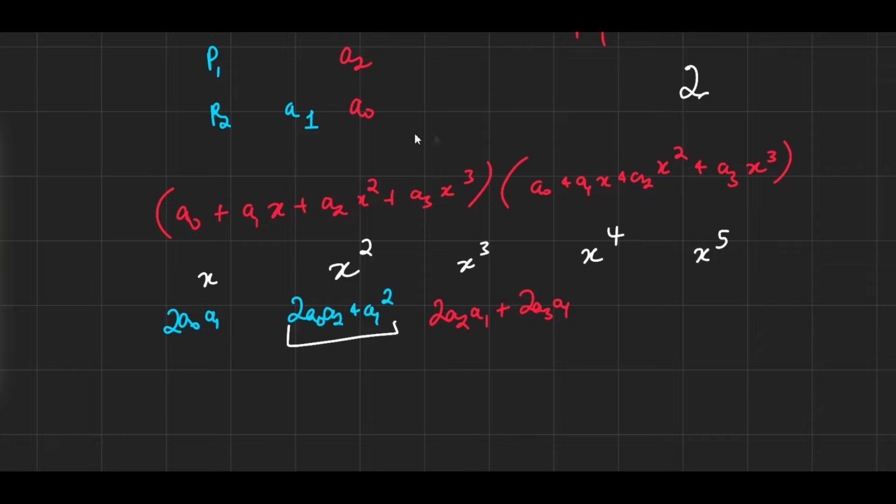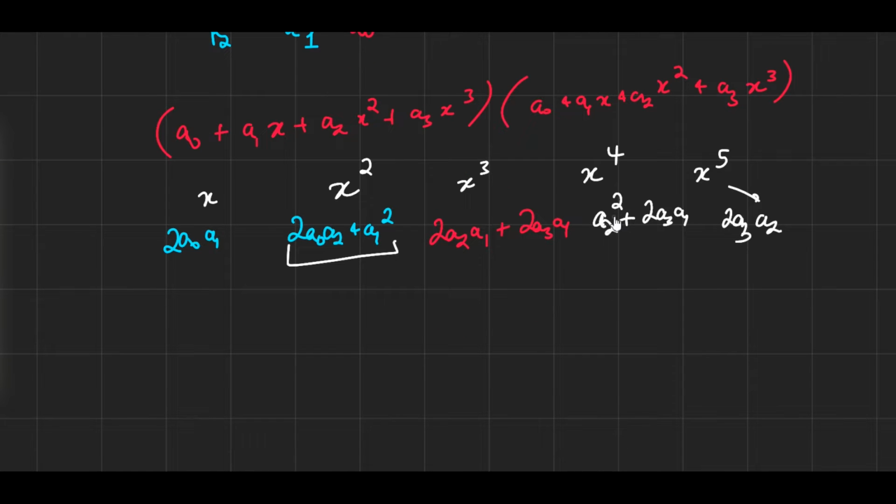Okay, what about x to the 4? Well, I have the same thing going on, I get a2 squared because I had a2 squared before. And I also now can get a3a1. And for x to the 5, I have 2a3a2.